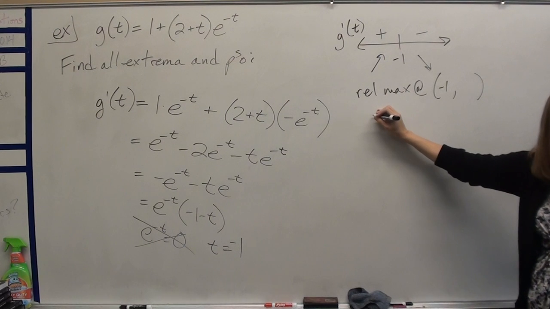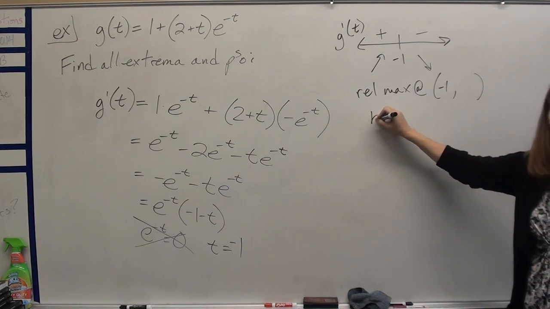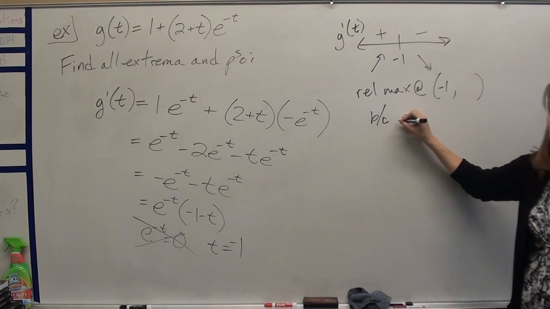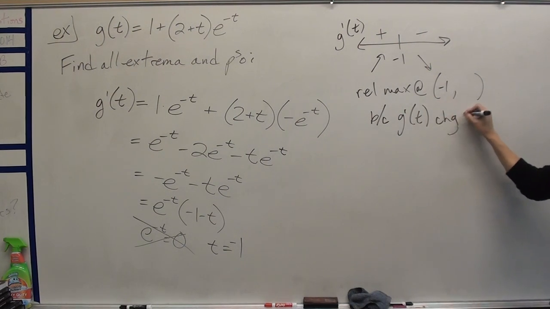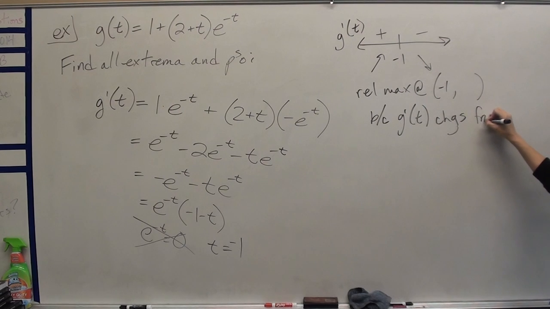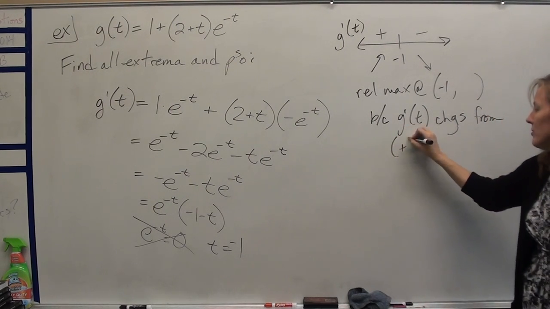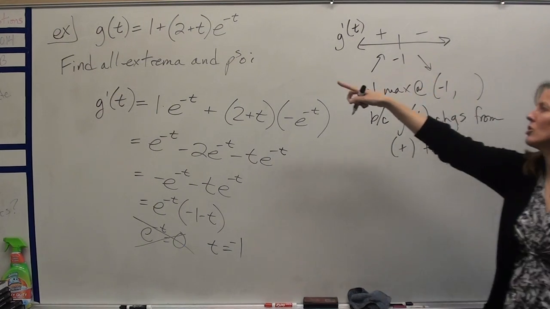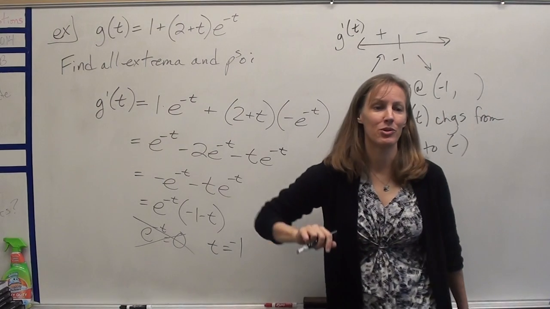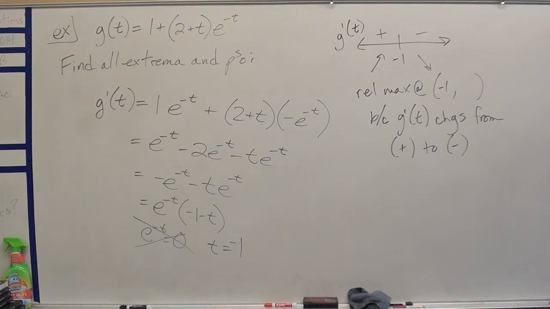Why? Because g prime of t changes from positive to negative. Very nicely put. Where do I get the y value for the max? Plug it back in the original equation. Plug negative 1 into the original equation. Everyone take a moment and do that. You can do it.